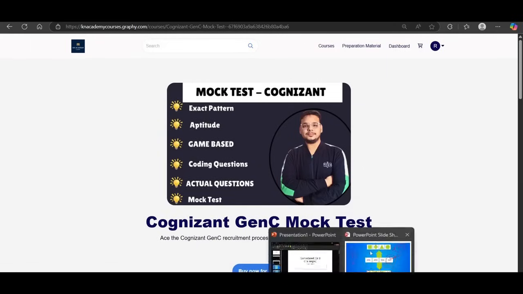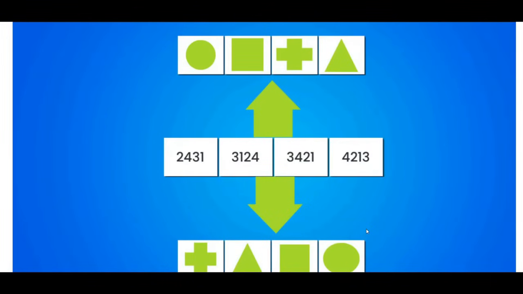Okay, then let's start with the next question. So here, if you guys can see, here is plus. Okay, so plus is on which number? 3. So either it should be this option or this. Then we have triangle. Triangle is on number 4. So 3, 4. So this should be our answer. Okay, so 3, 4, 2, 1. This will be our answer.